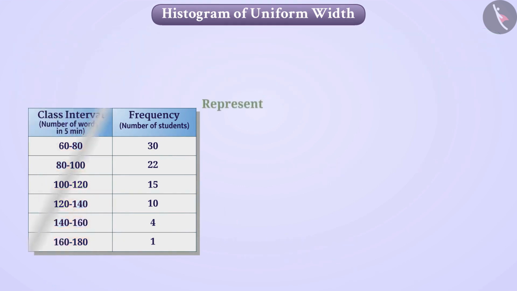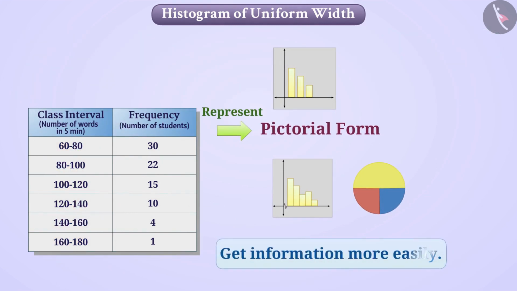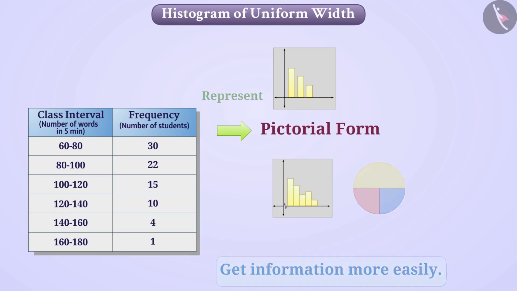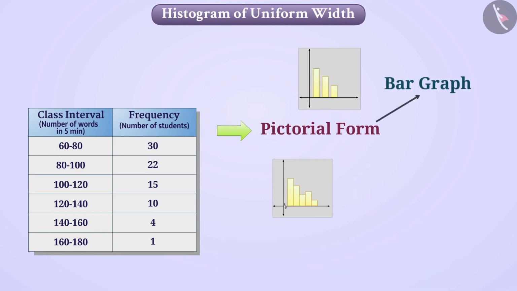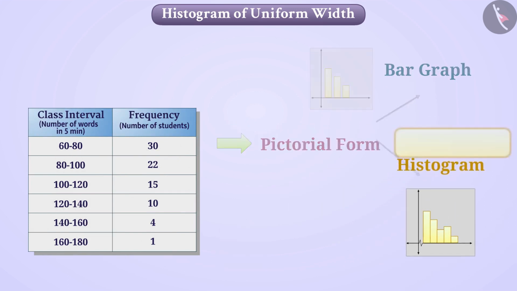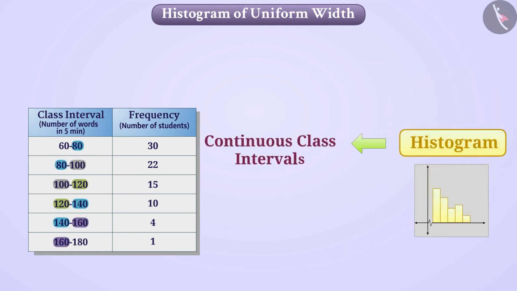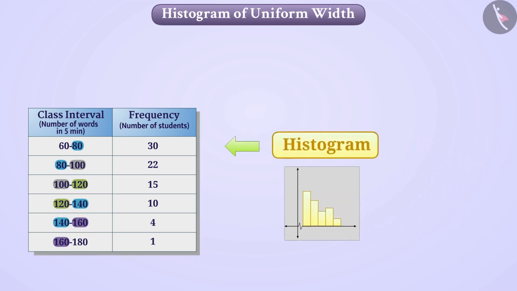If we represent these figures in a pictorial form, we can get information more easily. Let's represent these figures in a pictorial form. Can you tell if a bar graph would be appropriate to represent these data or a histogram? Think. Let me tell you. Histograms are an appropriate means to represent continuous class intervals. Therefore, we will represent these figures as a histogram.